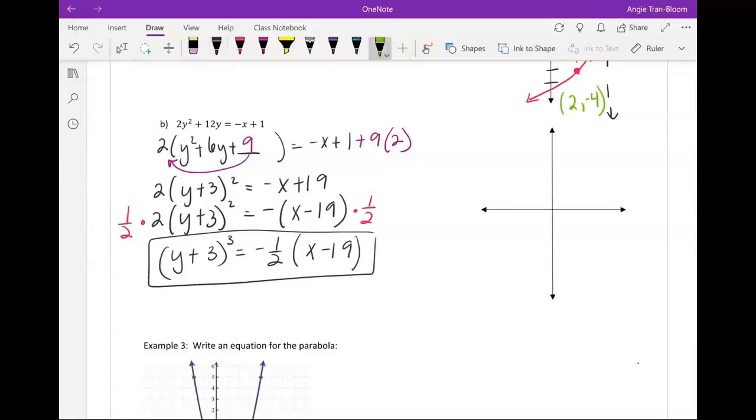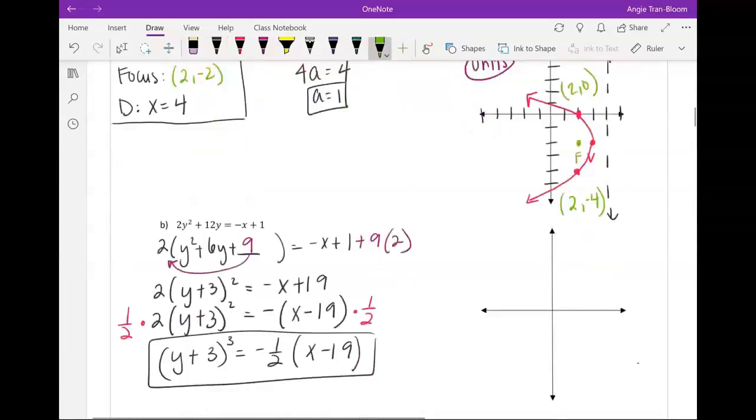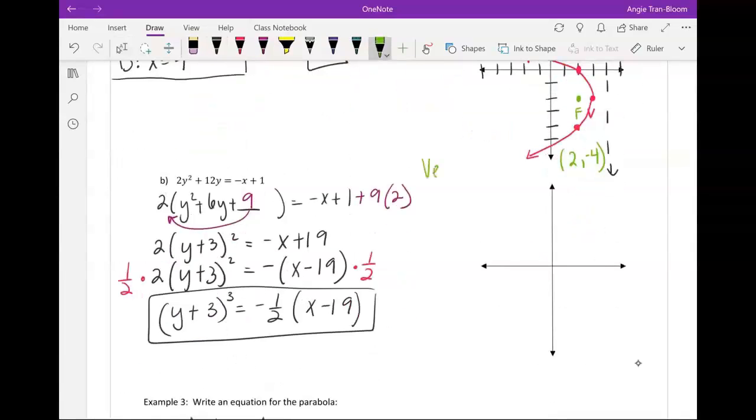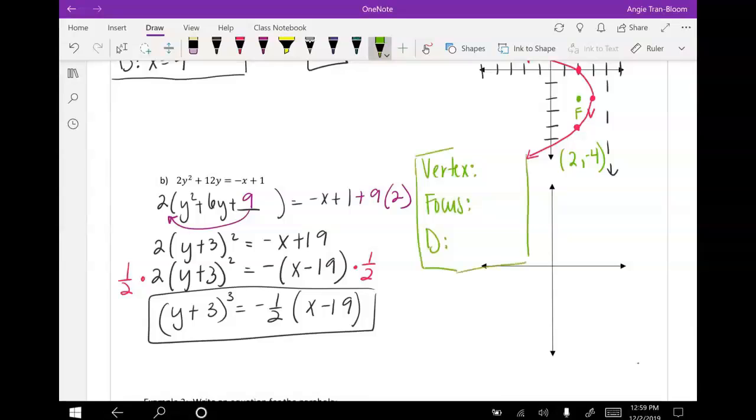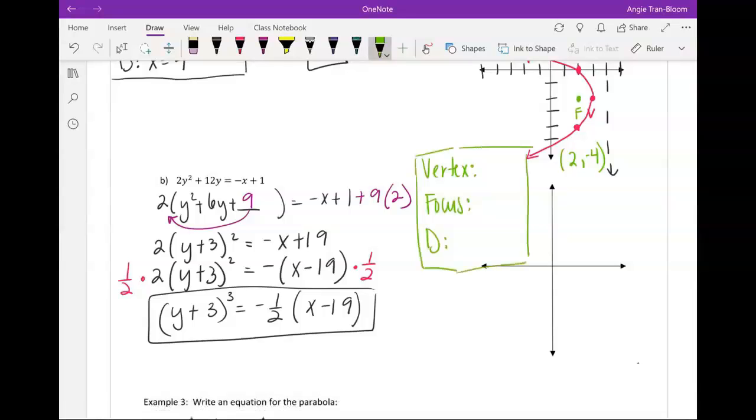Now I need to answer the parts that they want. Vertex, focus, and directrix. Here we go. Vertex, focus, and directrix. Vertex is always h comma k. So here's h and here's k. So that's going to be 19 comma negative 3.